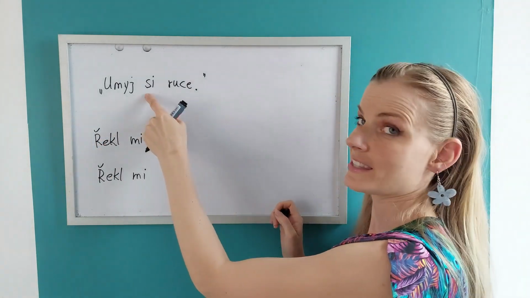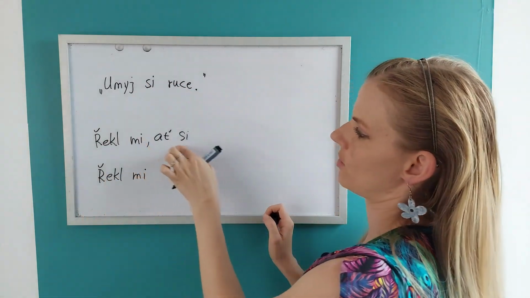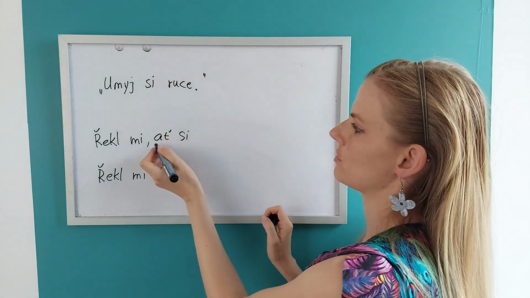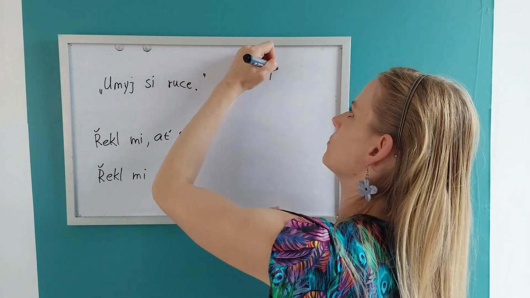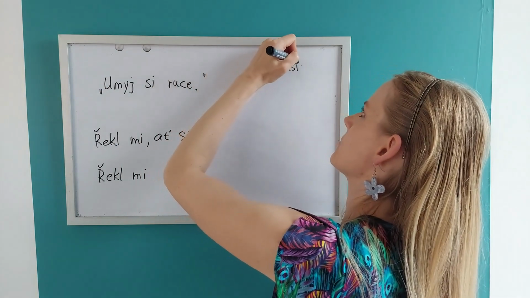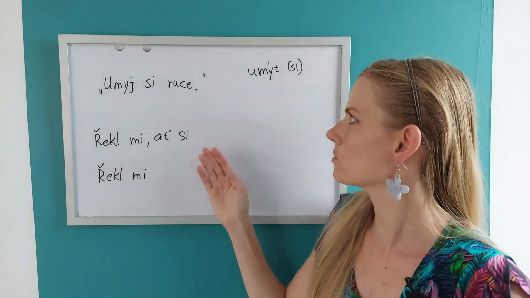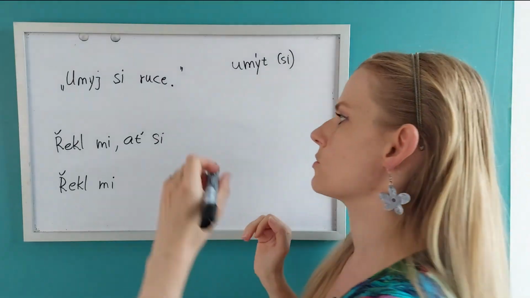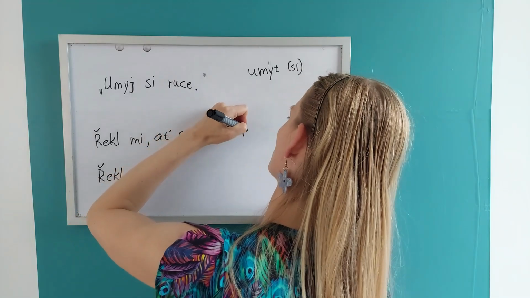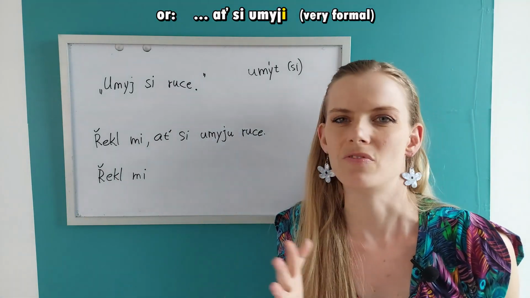First we will use si, because it's the second position in this clause. It has to be in the second position. Ať si. Now this is the verb umít. Umít si in this case. And it is perfective. So we will be using the future tense. We will say I will wash, which is umyju. Umyju. The rest, ruce. Ať si umyju ruce. Or umyji, which would be very formal.